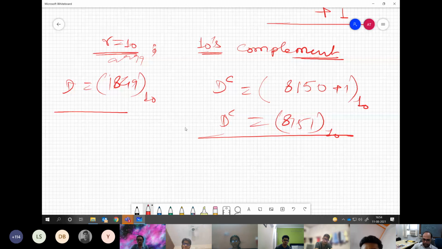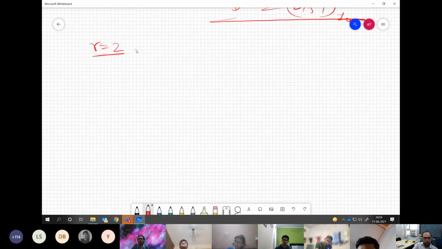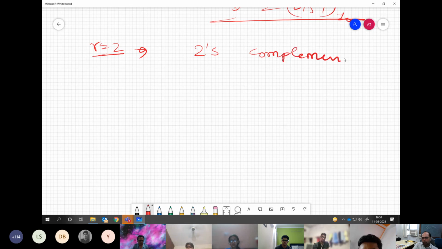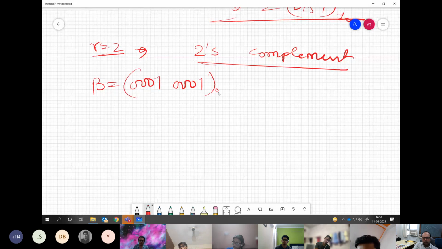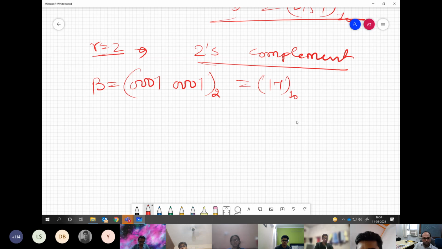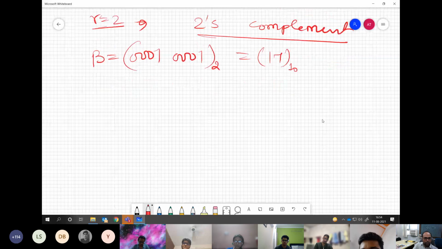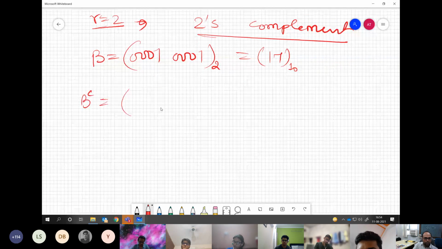Same thing, if you say for r equal to 2, what would you call it? 2's complement. So what you basically do, let us say any number is given, b, let us say 0001 0001, and you have to get the complement. And what is the number? This, let's say, is 17, I think, right? Is it correct? Yes, sir. So what would be the complement of b?